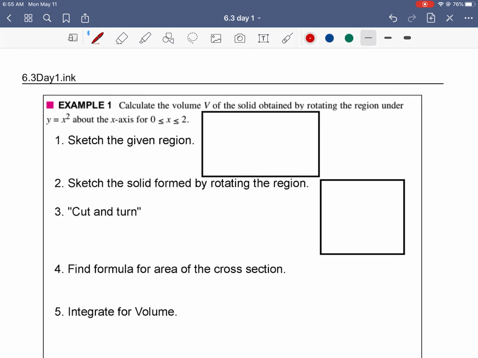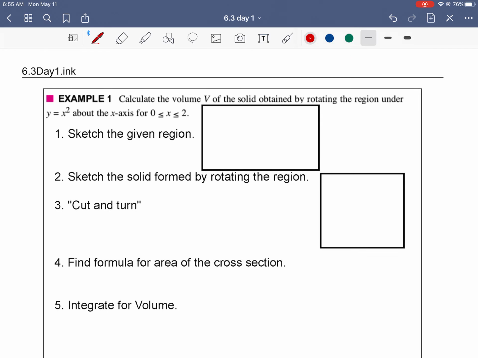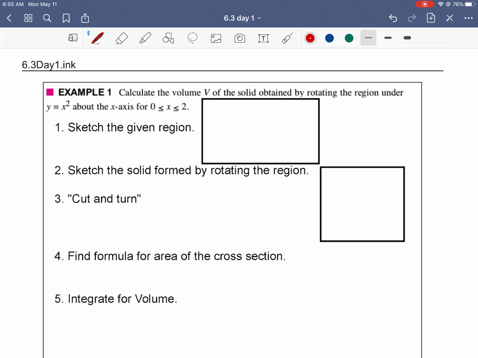Okay. So here's our first example. There are steps still here. Calculate the volume of the solid obtained by rotating the region under y equals x squared about the x-axis from 0 to 2. So some keywords here: the region under, the graph, of course, the function is very important, the axis of rotation, and our limits of integration. All of those are relevant.